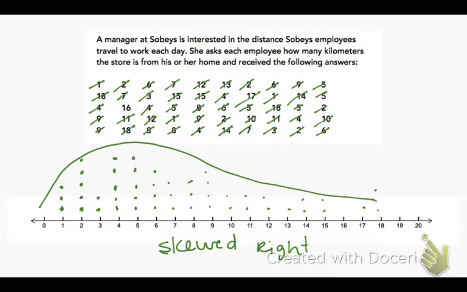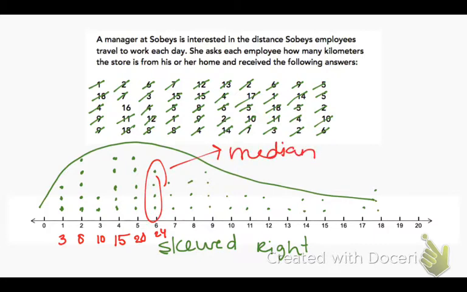So let's see, we can do some cumulative work here. So this would be 3, and then that would be 8, 10, 15. I'm just counting these data points. And then this would be 24. So this would be where the median would be. So our median would be about 6 kilometers is the average distance of the employees from work.